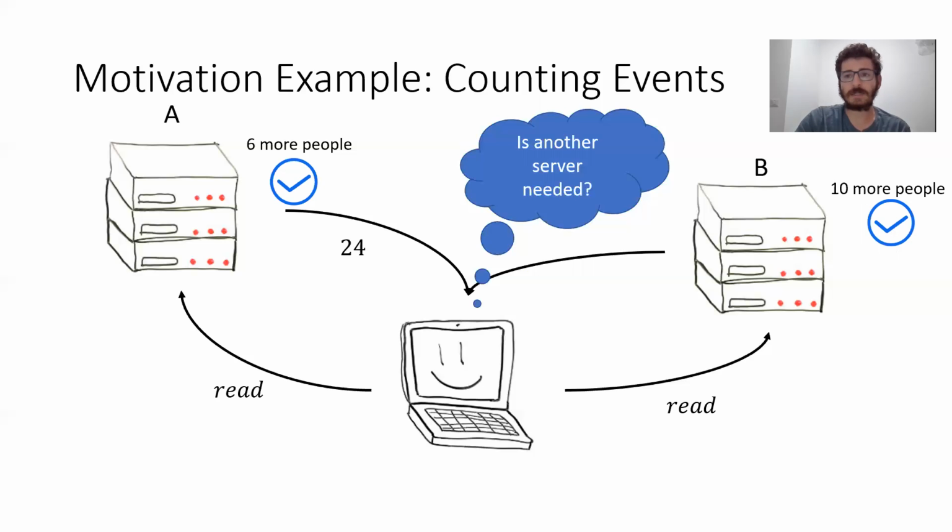B finishes handling the connection requests incoming by the 10 new people, and therefore returns the number 28 to the controller. The controller sees that 52 people are now connected to the system. This is larger than 50, and therefore, yes, another server is indeed needed.